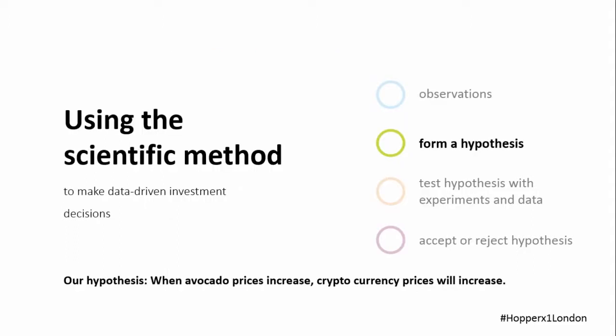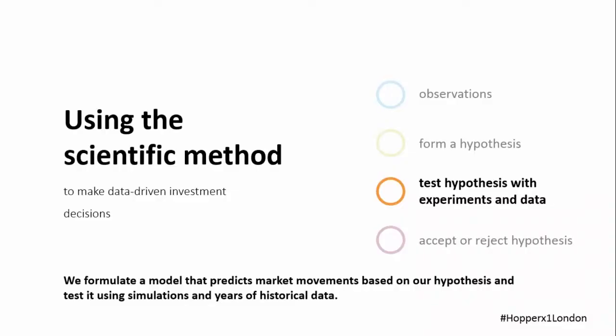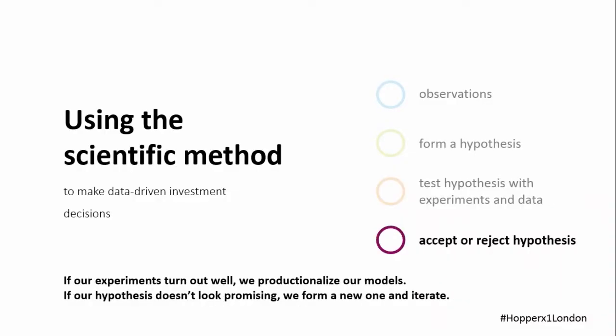Then our hypothesis might be that when avocado prices increase, cryptocurrency prices will also go up. We formulate a model that predicts market movements based on our hypothesis. So in this case, a model that says when avocado prices go up, cryptocurrency prices will also go up. And then we test our model using simulation and years of historical data. If our experiments turn out well, we might productionalize our model for trading. If they don't turn out well, we'll form a new hypothesis and repeat the research process.